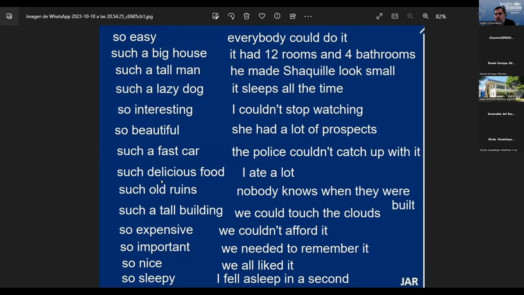The date was so important that we needed to remember it. And the date, okay. So nice. We all like the book, the movie, the trip. The movie is so nice that we all like it. The park was so nice that we all liked it. Or the park is so nice that we all liked it. Exactly.